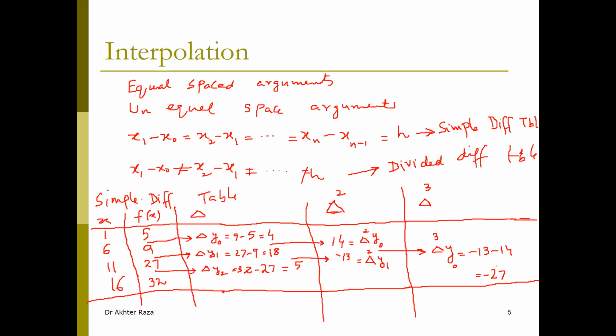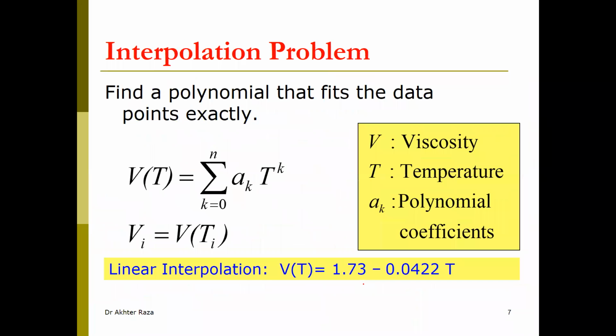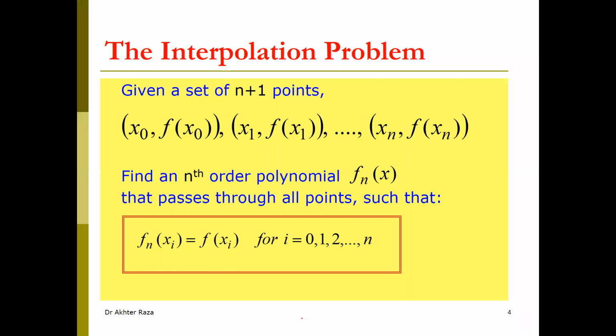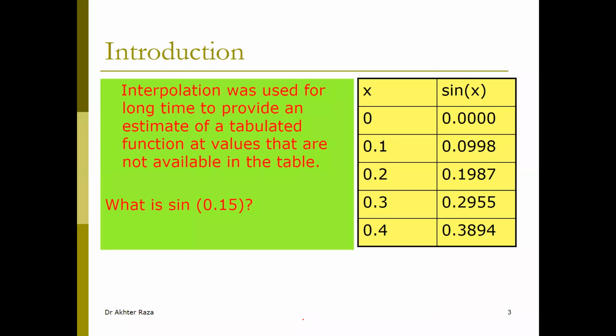This is minus 27. Now, all of you have an idea about the differences, how these differences are represented by the simple difference table. A simple difference table is constructed if the arguments are equally spaced, and a divided difference table is constructed when the arguments are unequally spaced. On the next slide, I am going to demonstrate how the divided difference table is to be constructed. So I'm showing you on a single slide how the divided difference table is to be constructed.